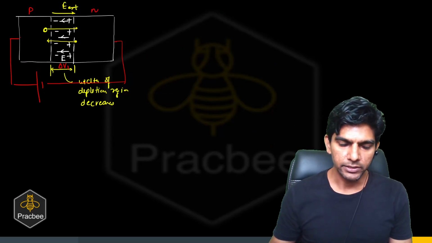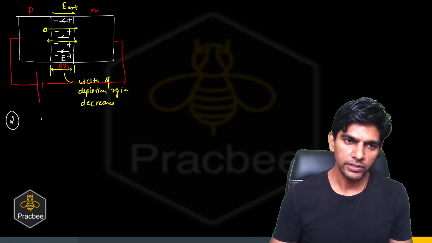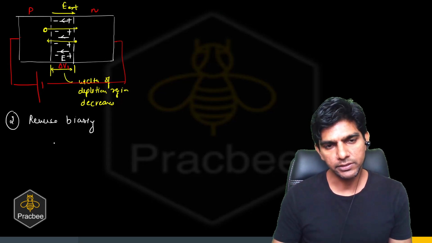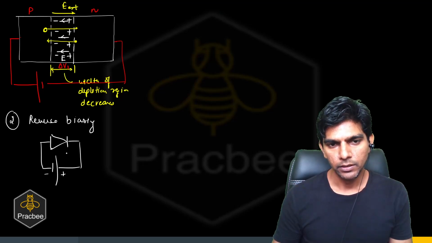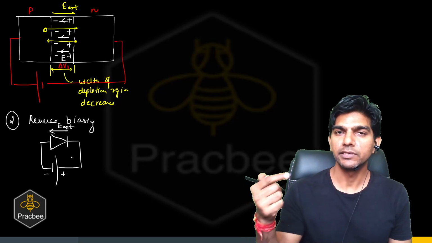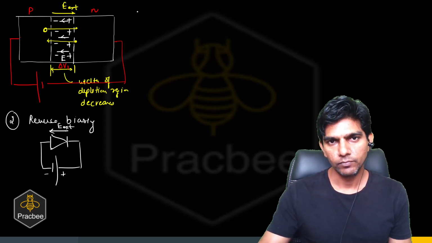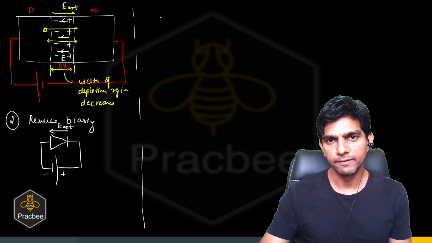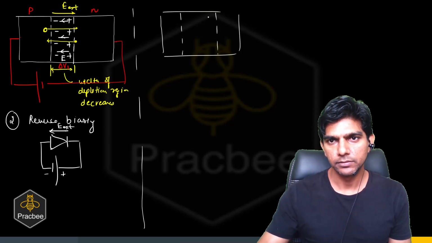Now there is another type of biasing, which is known as reverse biasing. So in reverse biasing, the P side of the diode is connected to the low potential and the N side is connected to the high potential. Now, can you see the direction of the external field? The external field is in the left direction, which is in the direction of the field at the barrier. So in reverse biasing, if I again show the diagram, the depletion region width increases.